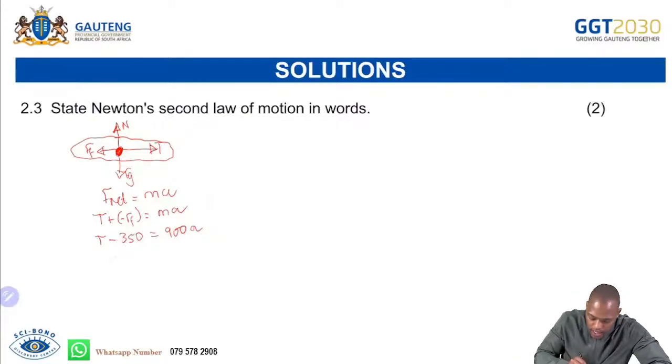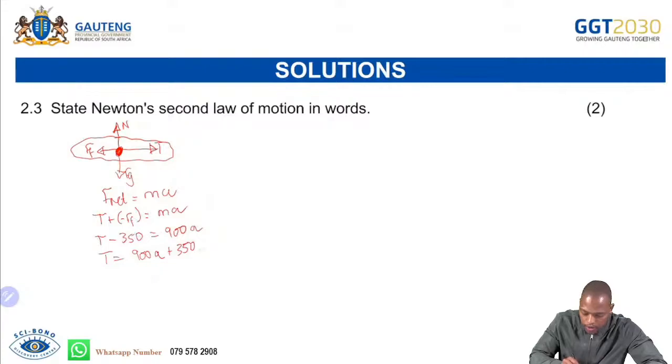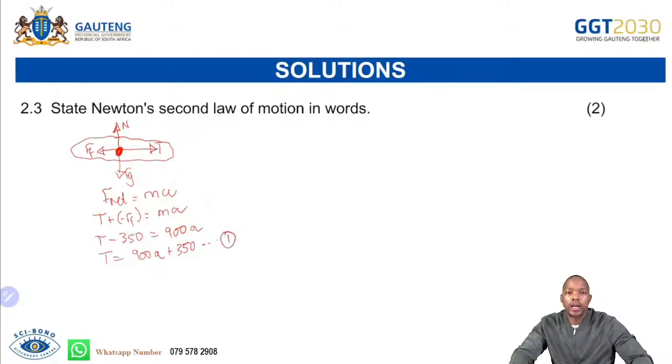Let me make tension the subject of the formula and say tension is equals to 900A plus 350. As I move the 350 to the other side, it becomes positive. Then let me call this equation 1 and say I'm stuck here. Let it go. Maybe I'll come back to it. Okay, from there I go and consult the track.